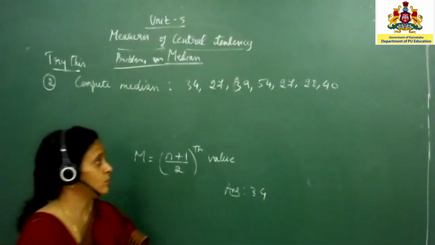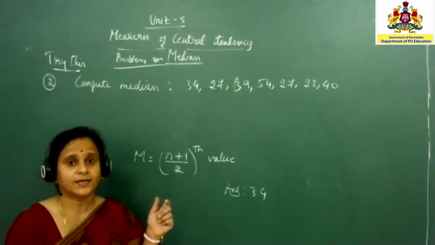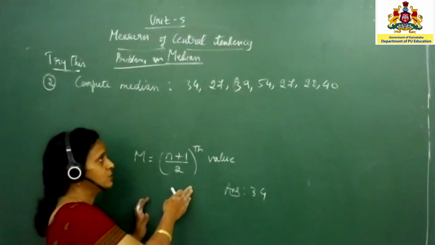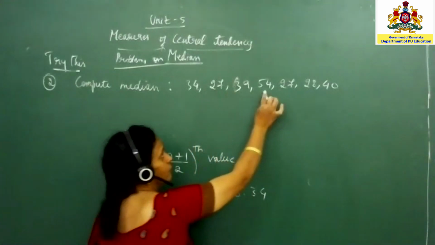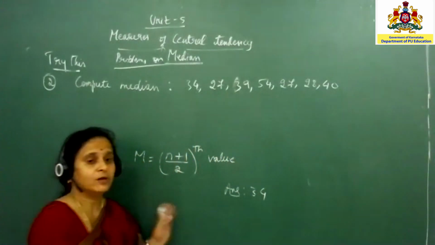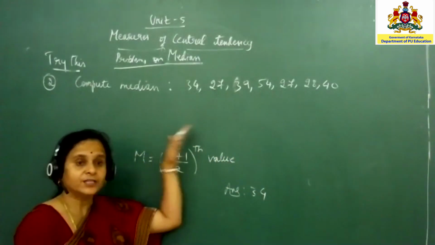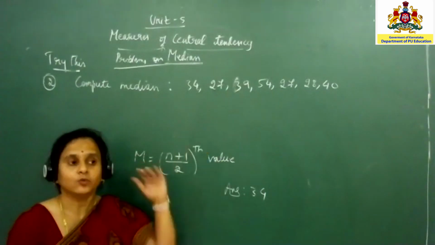So this is the second problem, similar to the first one. Try this. Count here: 1, 2, 3, 4, 5, 6, 7. So n value is 7, and next arrange in an ascending order. Okay, so don't forget that.